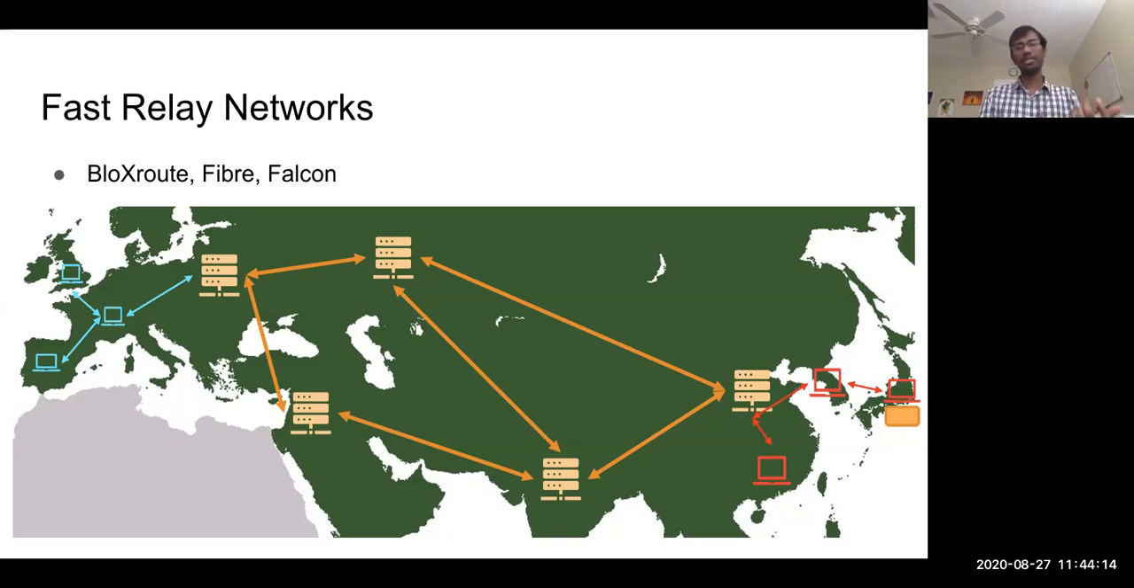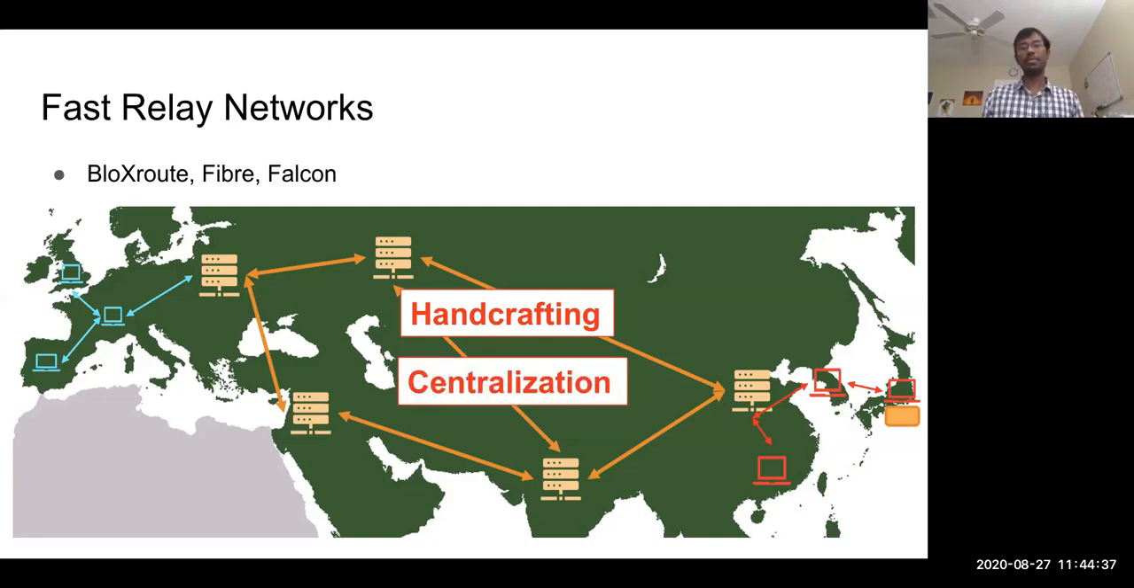But there's a couple of issues with these relay networks. So one is, if you look at how these relay nodes have to be interconnected to each other, that is again a topology design problem, and it's very difficult. And in today's solutions like Fiber and BloXroute, this interconnection is actually handcrafted. The second problem is centralization, because some of these relay networks are maintained by private parties. And this can lead to censorship of blocks, which goes against the principle of a decentralized currency system.